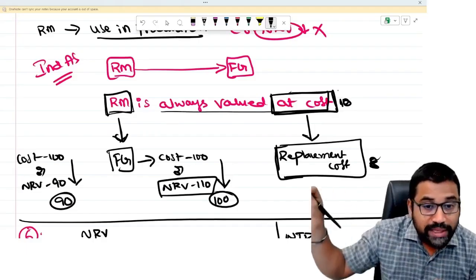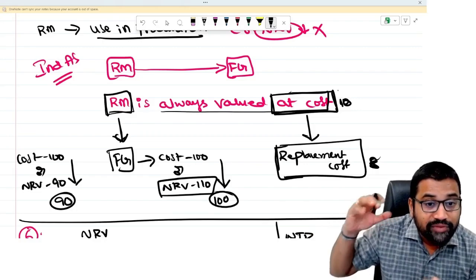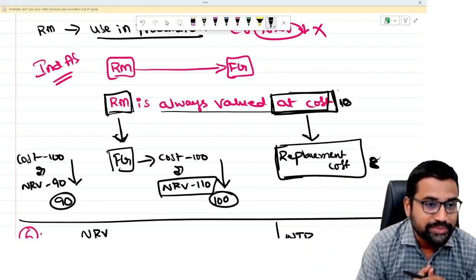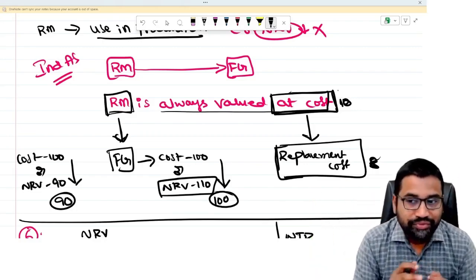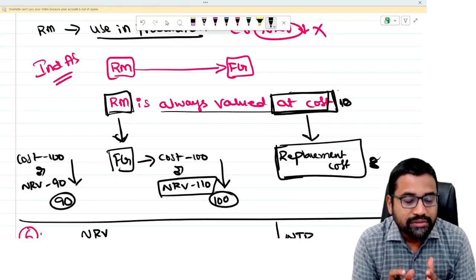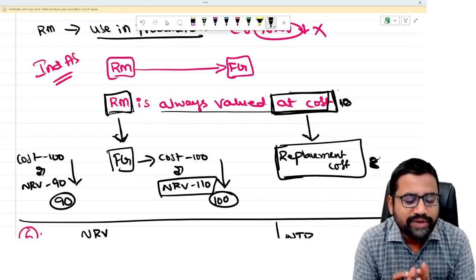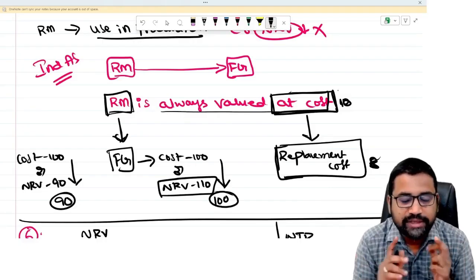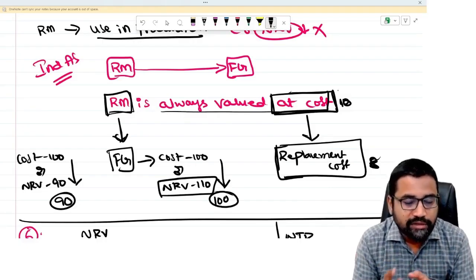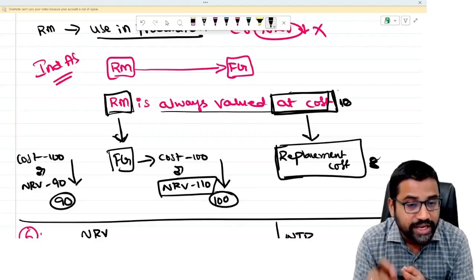Right now, if I want to purchase this raw material from the market, at what price will I acquire it? That is called replacement cost. So therefore, raw material is always valued at cost. This is the first principle. Second, see whether the finished good is valued at cost or NRV.